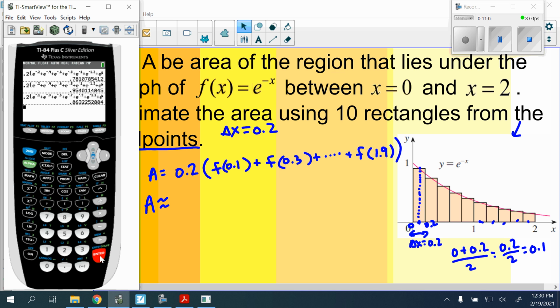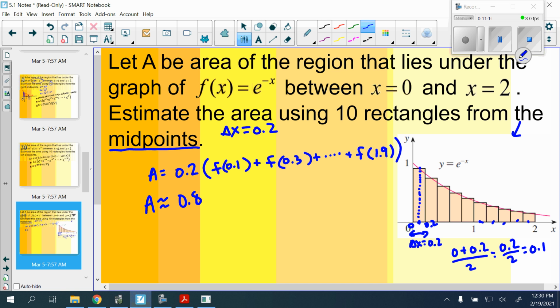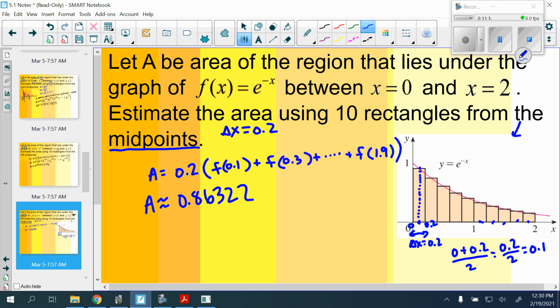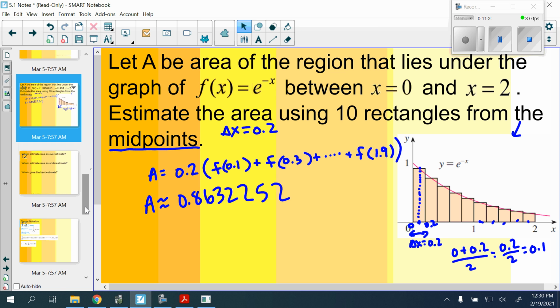So our midpoint approximation, you can see this value is kind of in between the other ones we got. It's about 0.86322 52. All right, so out of all these values now, we kind of got some different estimates to approximate what that would actually be here.